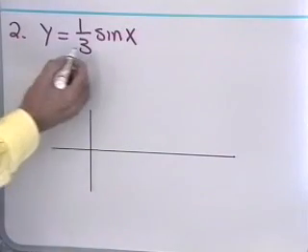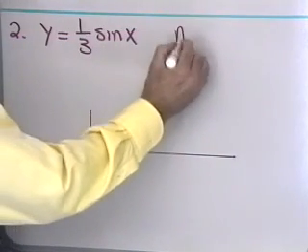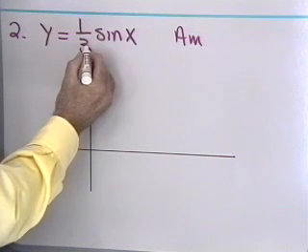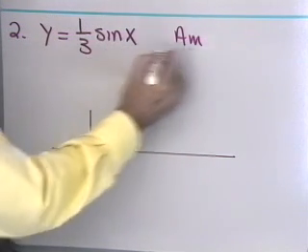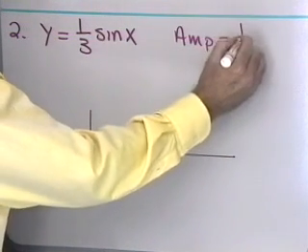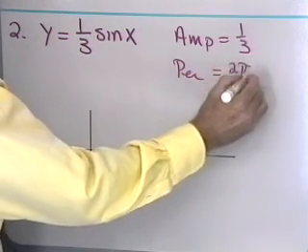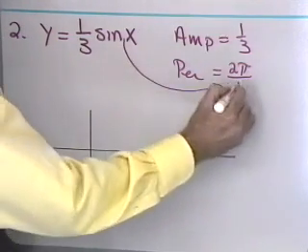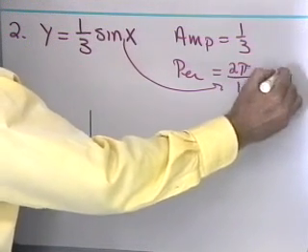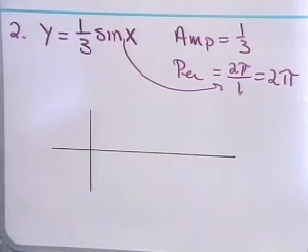Let's try another example. This time we have y is equal to 1/3 sine x. So that leading coefficient, or the coefficient in front of sine x, is 1/3. So that means my amplitude will be equal to 1/3. And my period will be equal to 2 pi divided by this coefficient, which is 1. So I just end up with the normal period of 2 pi units on the x-axis.